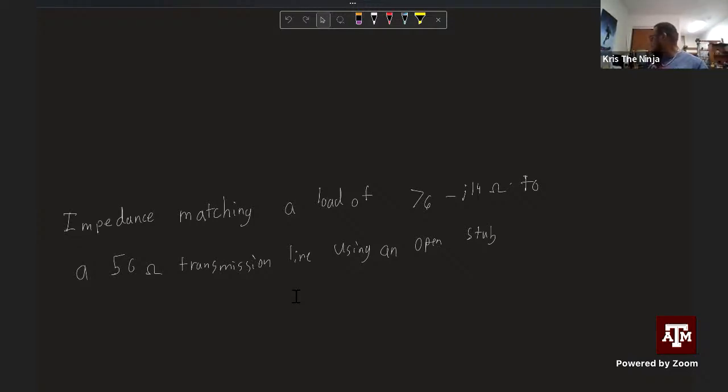So where we're starting at, the first thing I did was enter the Smith chart, and to enter a Smith chart, you need to normalize the values. And that means divide by Z naught.